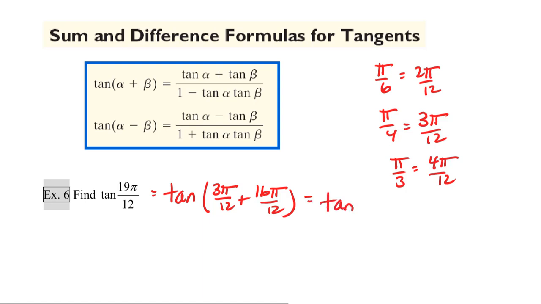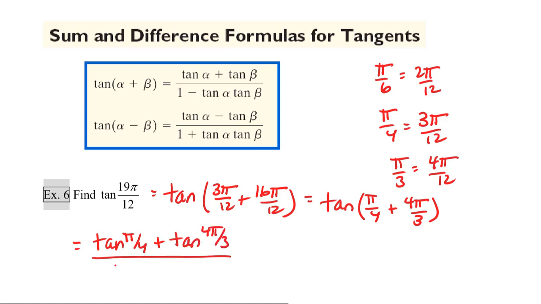And this is also the same as the tangent of pi over 4 plus 16 pi over 12 simplifies to 4 pi over 3. So we'll expand the formula. This is equal to the tangent of pi over 4 plus the tangent of 4 pi over 3 over 1 minus the tangent of pi over 4 times the tangent of 4 pi over 3. The tangent of pi over 4 is 1. Now 4 pi over 3 is in quadrant 3 where tangent is also positive.